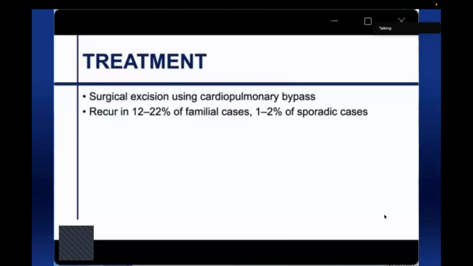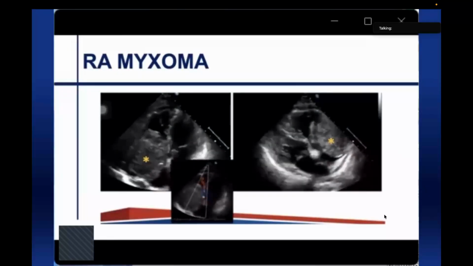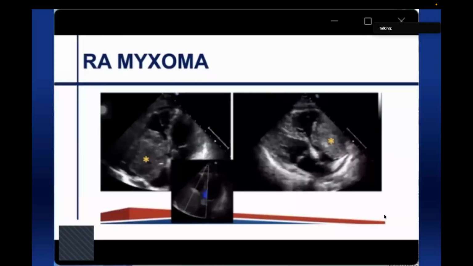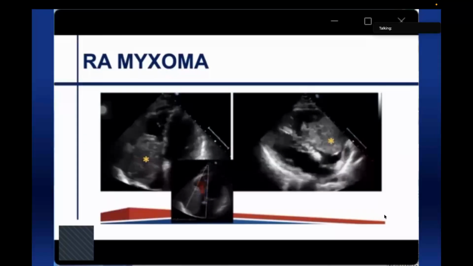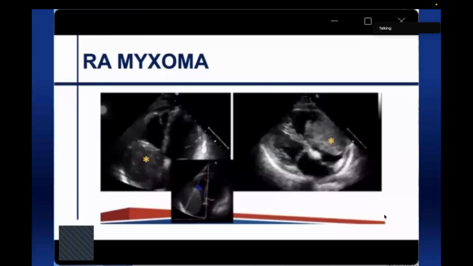Treatment is surgical excision using cardiopulmonary bypass. There's recurrence in 12 to 22% of familial cases and 1 to 2% of sporadic cases. This is RA myxoma. As you can see here, there's a huge mass in the RA, impeding your blood flow going to the circulation.